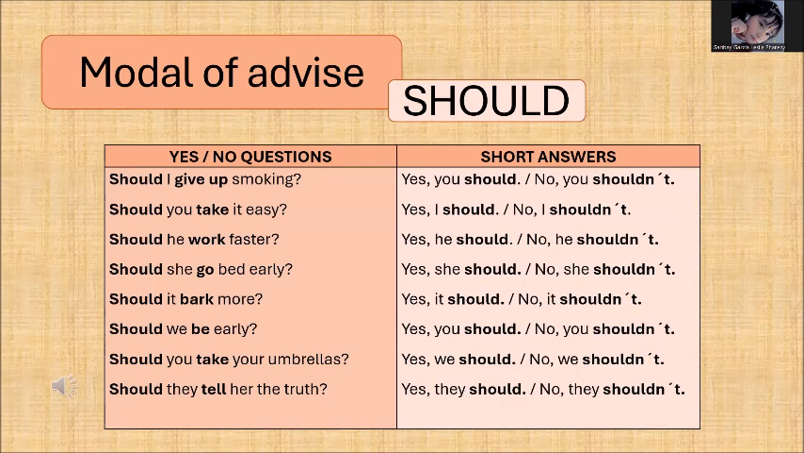To form a yes-no question using the modal verb should, you can invert the subject and should. For example, should I give up smoking? Yes, you should. No, you shouldn't. Should you take it easy? Yes, I should. No, I shouldn't. Should he work faster? Yes, he should. No, he shouldn't. Should she go to bed early? Yes, she should. No, she shouldn't.